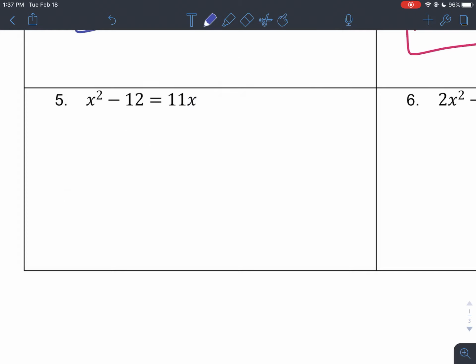Number 5, this one is a little bit different. Again, we need to make sure this is in standard form. Is everything set equal to 0? No, we need to move our 11x over. Since it's positive 11x, we're going to subtract 11x from each side.